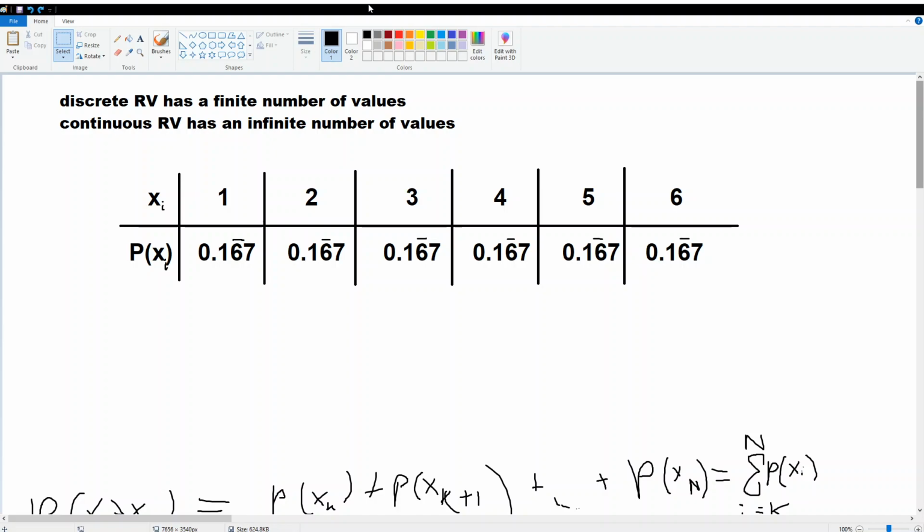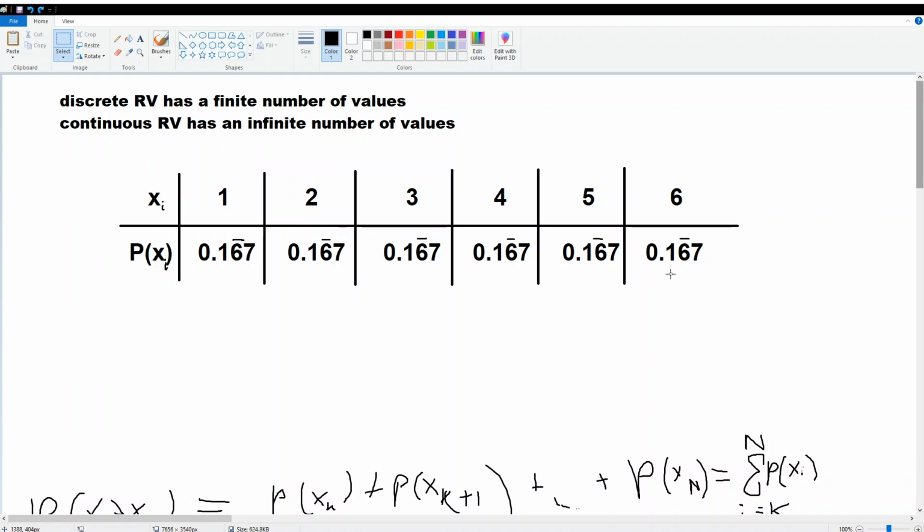We have our xi, which is our outcome, and we have our p of xi, which is the chances of that outcome occurring. This particular discrete probability distribution refers to that of rolling a 6-sided die that is fair. So we've got a die that's 1 through 6. Each of those 6 outcomes has the same chance of occurring, 1 out of 6. So the chance of rolling a 1 is 0.1666666. Chance of rolling a 2, also 0.1666666, so on and so forth, all the way until our 6, which is also 0.1666666.